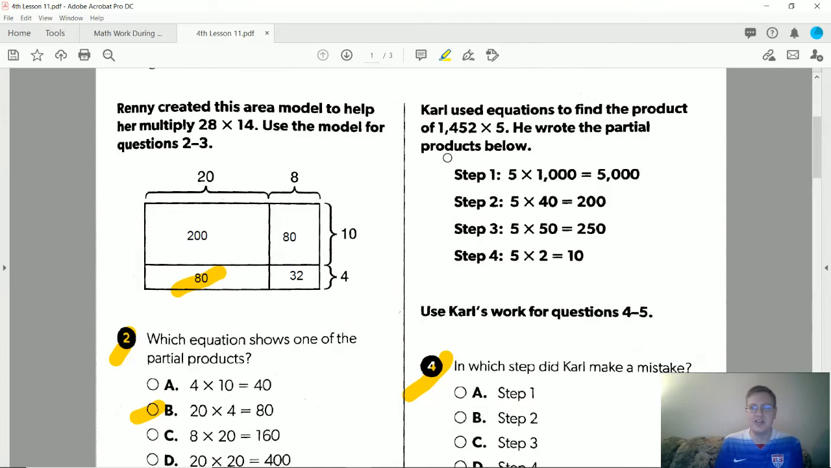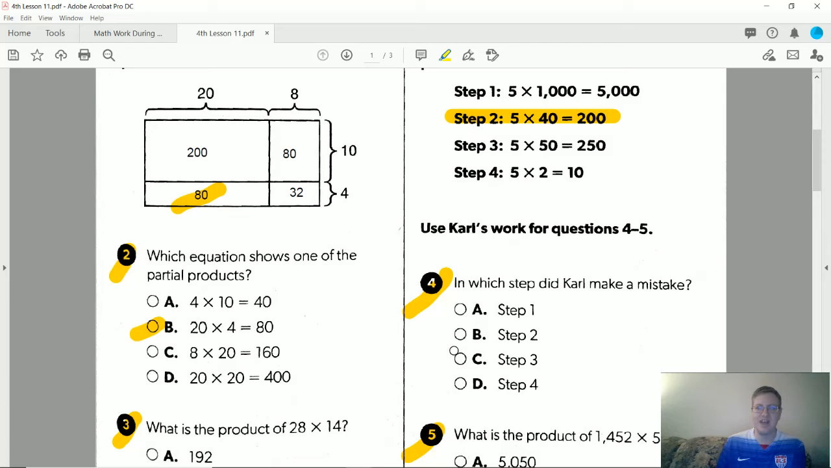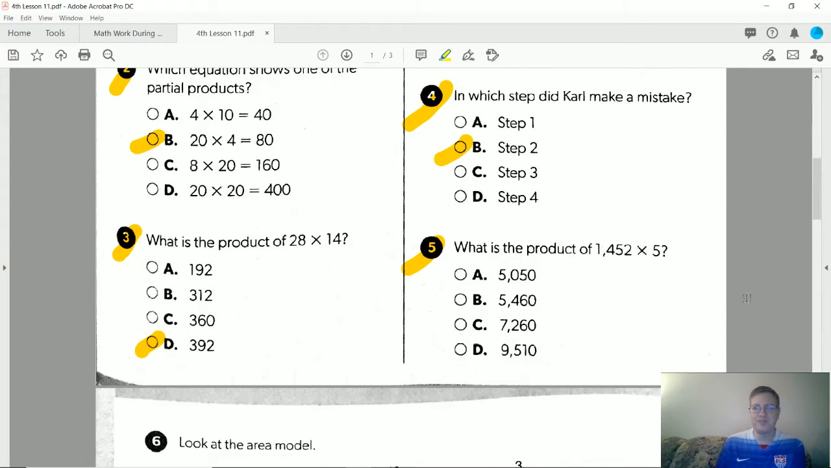We are going to use this part. So we want to figure out where we made a mistake. So we're doing 5 times 1,000, 5 times 400, 5 times 50, and 5 times 2. And so the one that doesn't match up with that is this one, where they wrote 5 times 40 instead of 5 times 400. So that would be step 2.